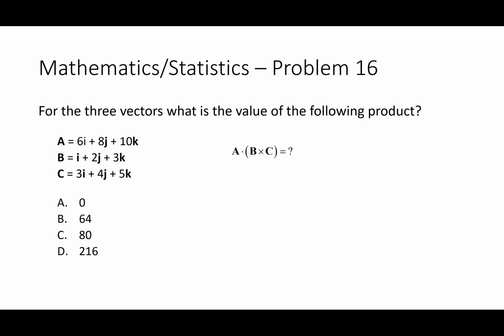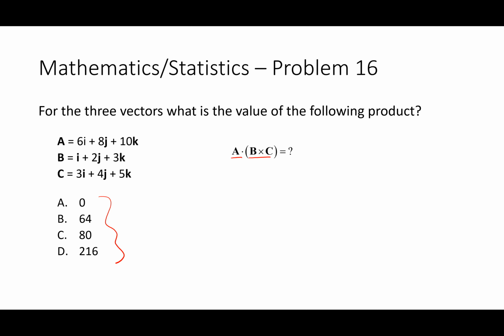Vectors. Let's look at some vectors. So we got the value of the following cross product. So this is a mixed product in vector land. So we do the cross product and then we dot it with a. Whenever you do a dot product, you get a numerical answer, hence why all of our choices are numbers.